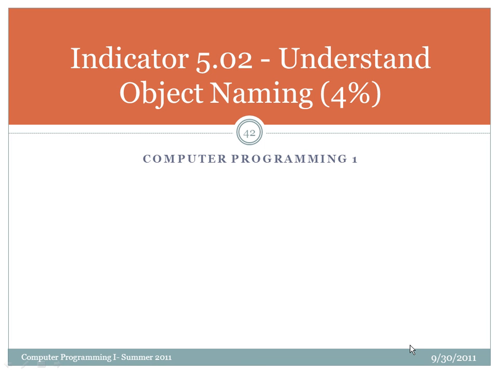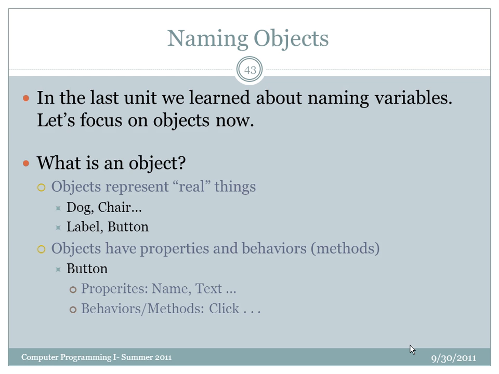This is a short lecture on naming objects. So in the last part of the unit, we talked about naming variables. You learned that you needed to use Hungarian notation, and that basically was using a three-letter prefix in lowercase before your variable name. We're basically going to do the same thing with our objects.